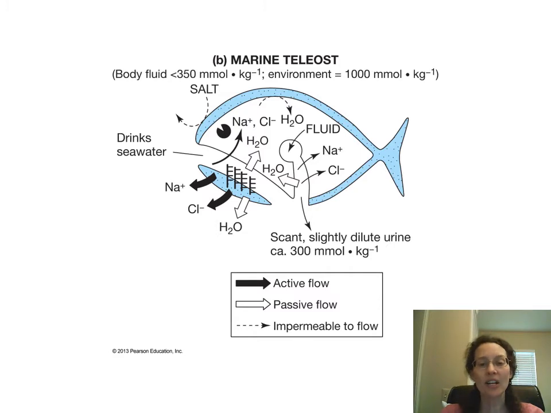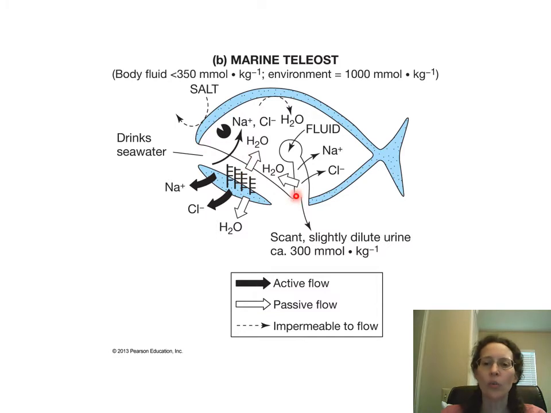So now we've got the little cartoon picture of the marine teleost to look at. So just like we saw before, we've got that skin that is impermeable, no salt and water gets through, no salt and water gets out through the skin. We have our main place where we see the movement, and that's here on the gills. In this case, it's the water that passively goes out and the ions that are actively pumped out here on the gills. We are drinking lots of seawater in.